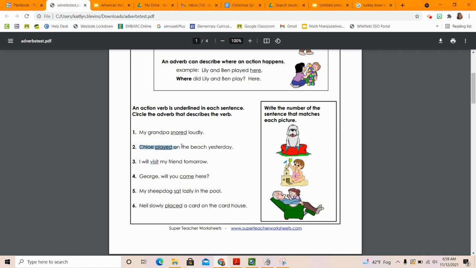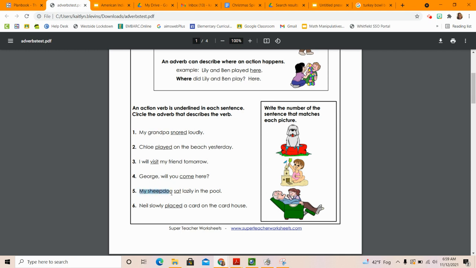Number 2, Chloe played on the beach yesterday. Played is the verb. Which word describes played? Remember, it can be how they played, where they played, or when they played. Number 3, I will visit my friend tomorrow. Visit is the verb. Which word describes it? Number 4, George, will you come here? The verb is come. Which word describes come?